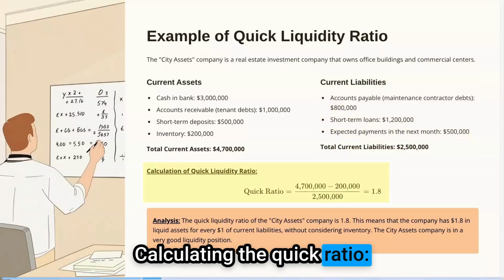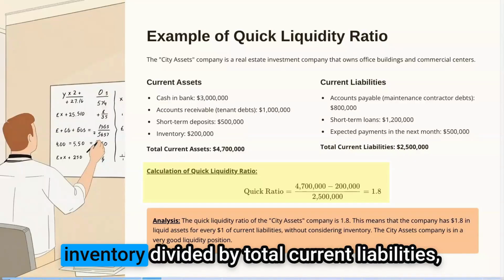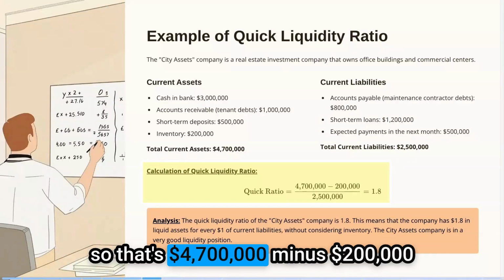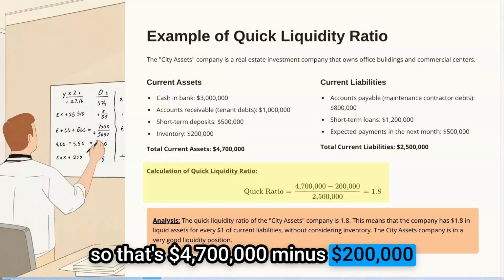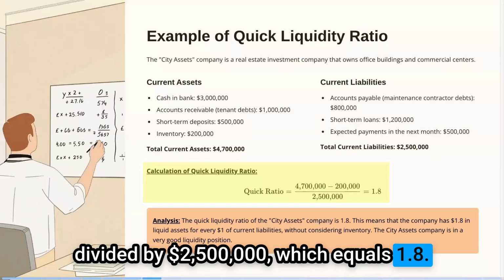Calculating the quick ratio. Quick ratio equals total current assets minus inventory, divided by total current liabilities. So that's $4,700,000 minus $200,000, divided by $2,500,000, which equals 1.8.